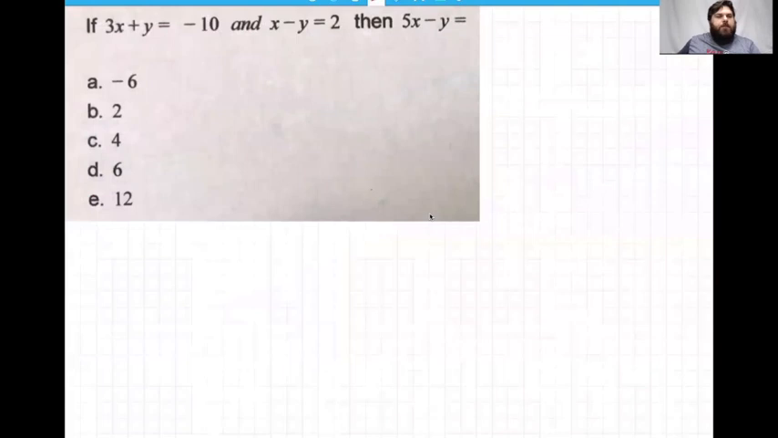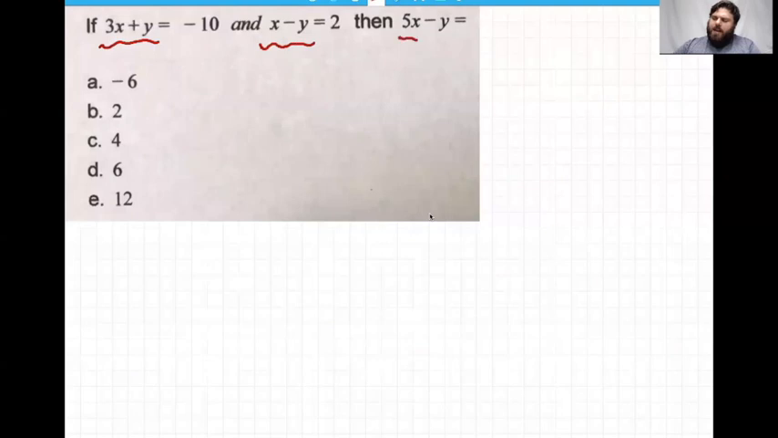All right, if 3x plus y is equal to -10 and x minus y is 2, then 5x minus y equals. All right, so this is a system of equations. We've got x and y's, two equations with two variables. So we should be able to solve for x and y here. But I want you to look at this and see if you see anything. I've got 3x and y, and over here I've got x minus y.